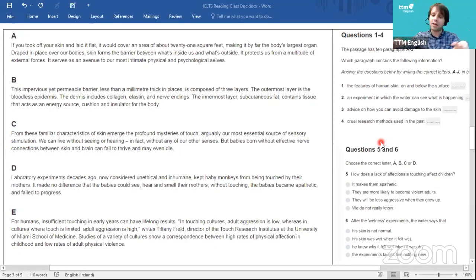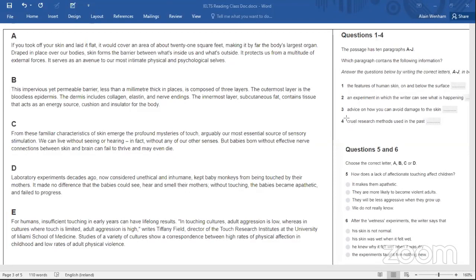So it's all about finding keywords. Cruel research methods used in the past. Nissan, Salah, are you there? Sophia, go on. But we're not going back to 3 now because we're on the 4th question and we've got 10 minutes left. So keywords here, please, guys. Cruel research methods used in the past.